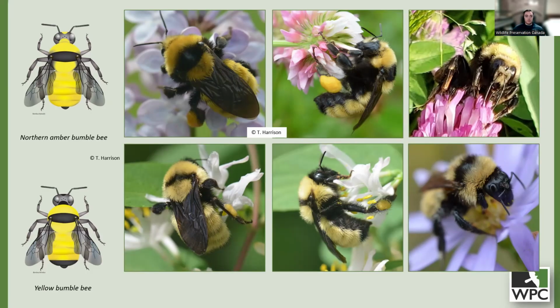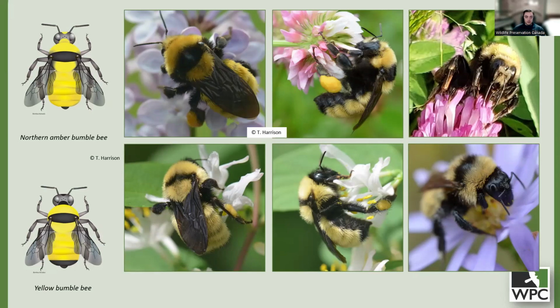What's more important, though, on the thorax is under the wings. So the northern amber bumblebee will have black hairs under the wings compared to the yellow bumblebee, which will have yellow hairs under the wings on the thorax. So again, northern amber bumblebee, yellow hairs on the face and top of the head, but black under their wings. So black, you can think of it like their armpit, if a wing had an armpit. So again, yellow on the top of the head and yellow on the face, black hairs under the wings.